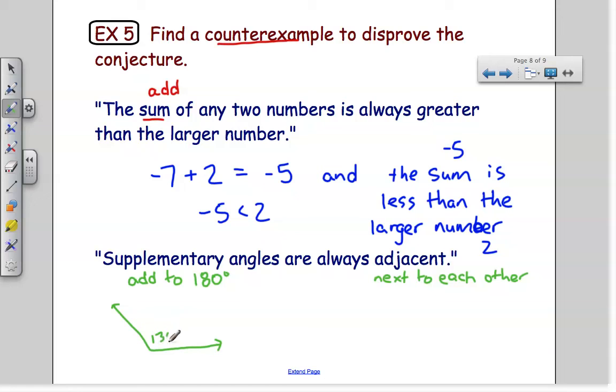So how about this would be 130 degrees about, with another angle here. To add to 180, this would have to be 50 degrees. Look at that, they're supplementary but not adjacent. They said that they were always adjacent. I showed one example that disproved that statement, therefore this is my counterexample. Remember, today we're talking about inductive reasoning, and inductive reasoning is all about looking for patterns, making an observation, and then making a conjecture based on what you've seen.